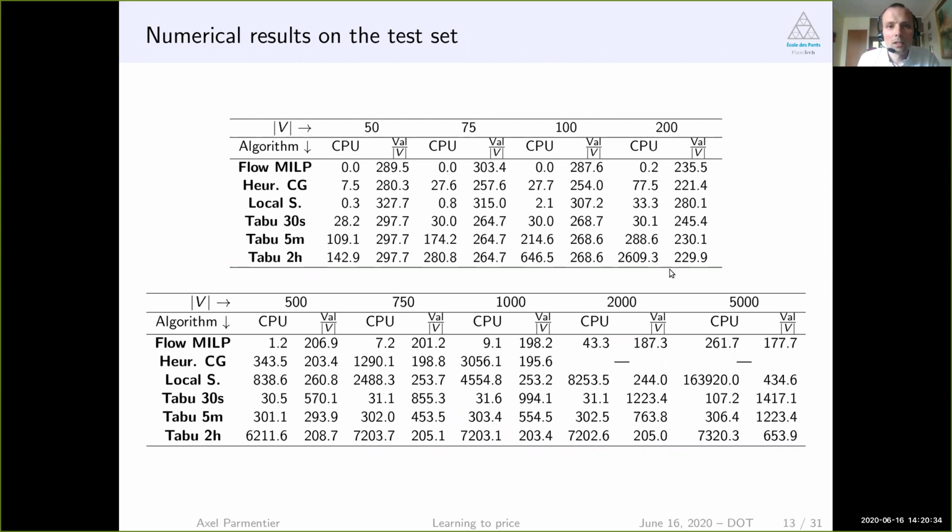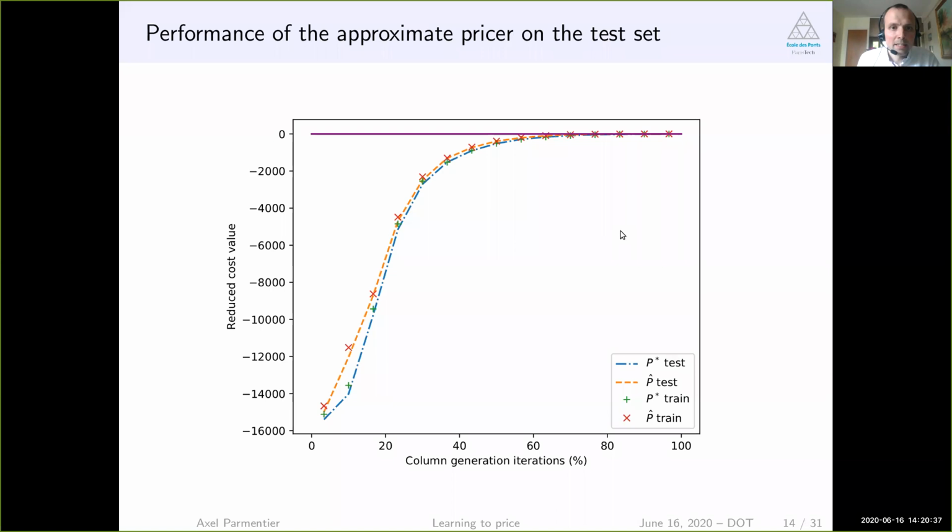The reason why this works quite well can be seen there. On this figure, what is depicted is the reduced cost found by solving the approximation of the pricing subproblem by a usual shortest path problem. What we can see is that on the test set, you have in blue the optimal solution, and in yellow the one that is found by the approximate pricer. Of course, it does not find the optimal column to add in the column generation, but it finds a good one, and that's the reason why it works very well.